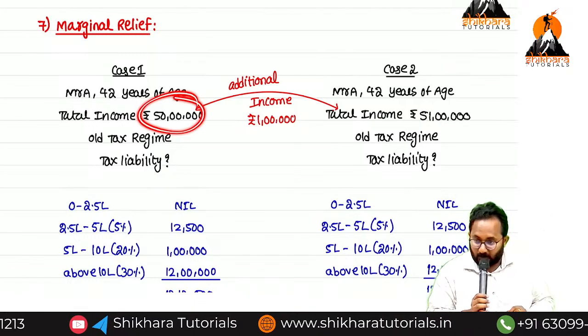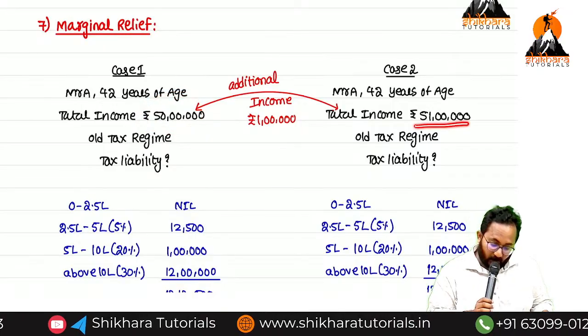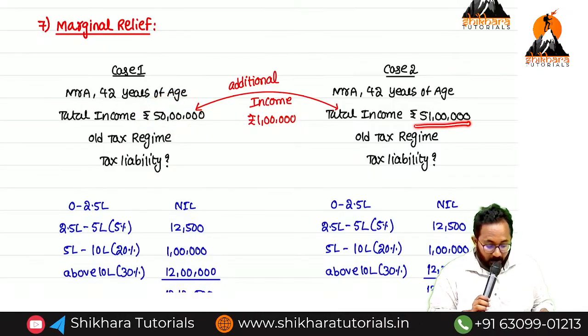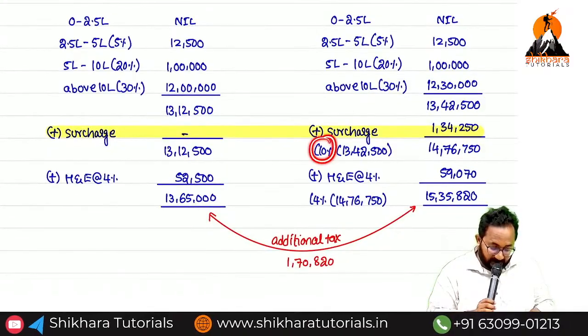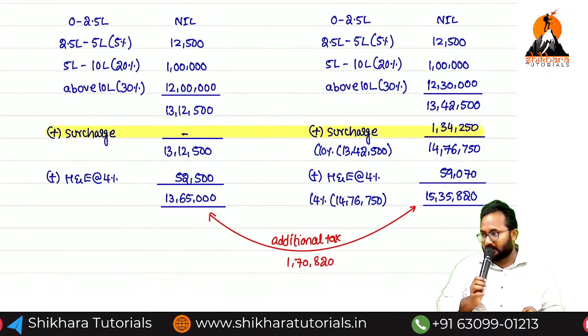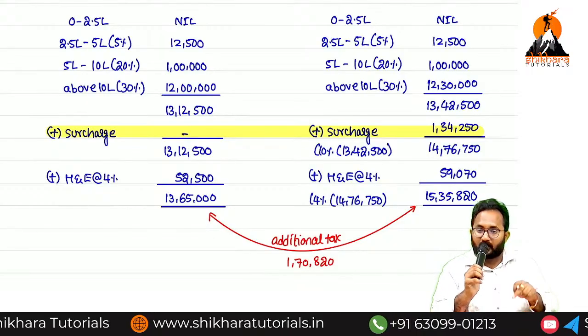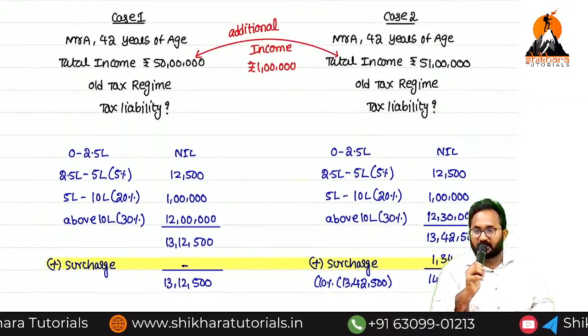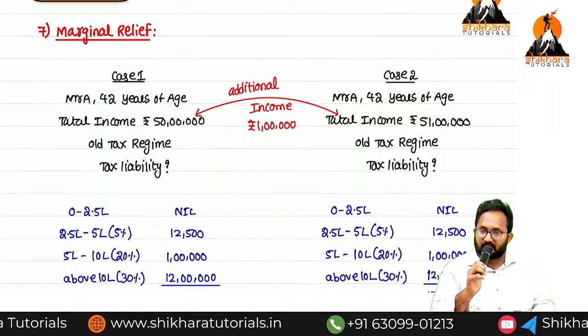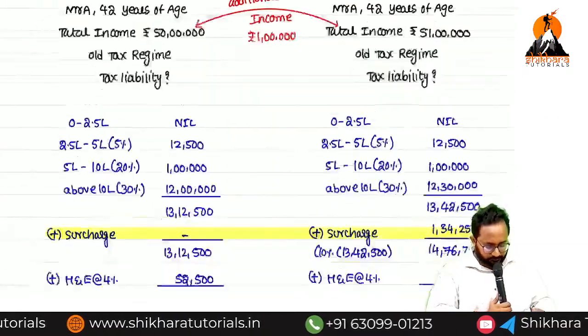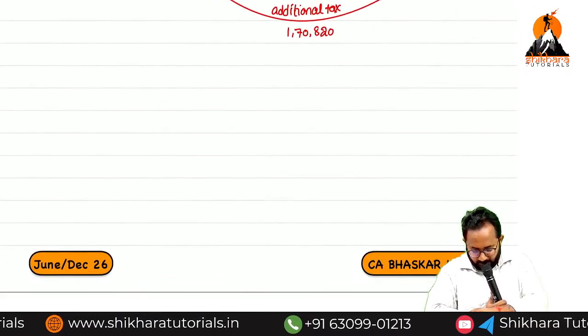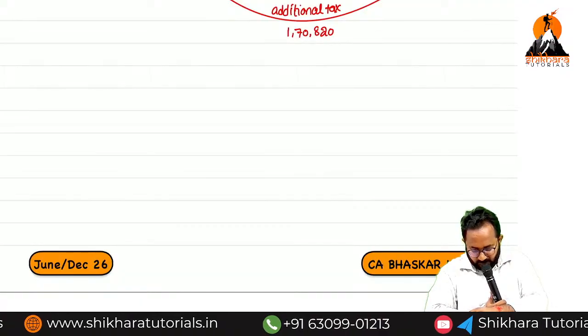Up to 50 lakh, no surcharge. Just the end, 1 lakh more than 50 lakh, that's why you are required to pay 10% of the income tax liability as a surcharge. This is a burden. So in order to provide relief to that burden, we have a concept of what? Marginal relief. Now how we provide relief, we can discuss one by one.